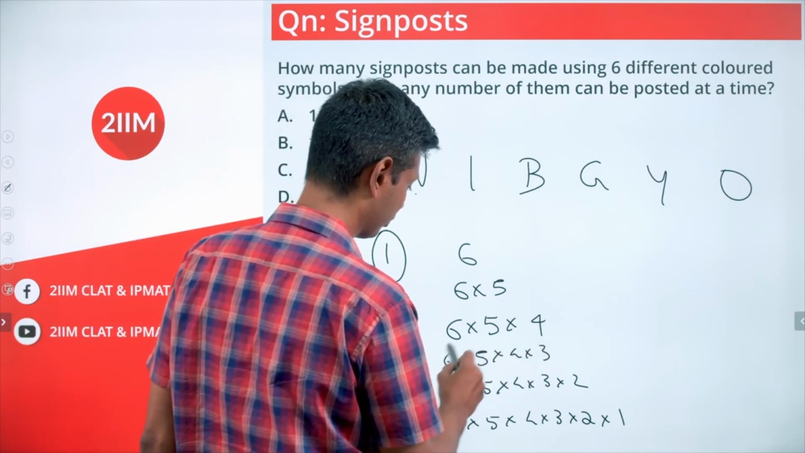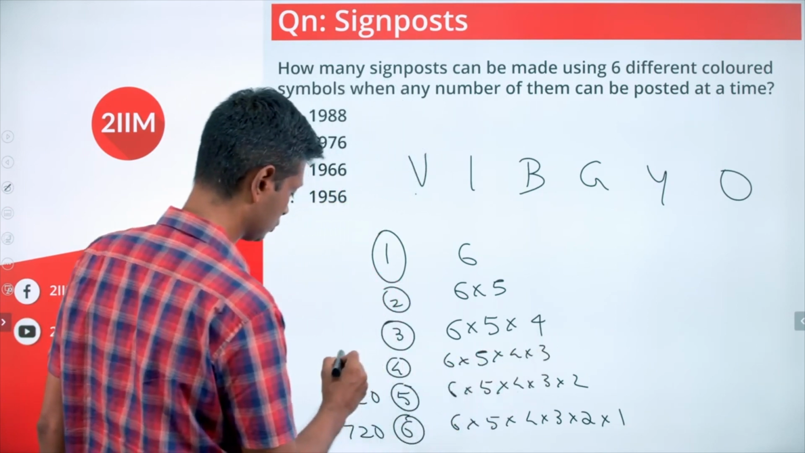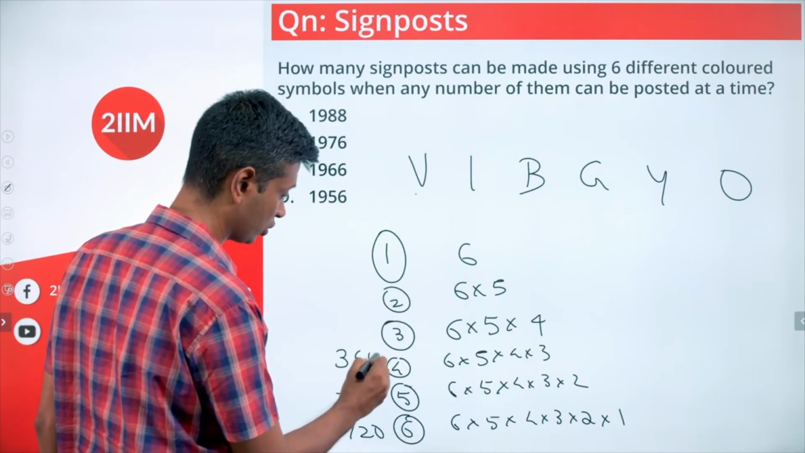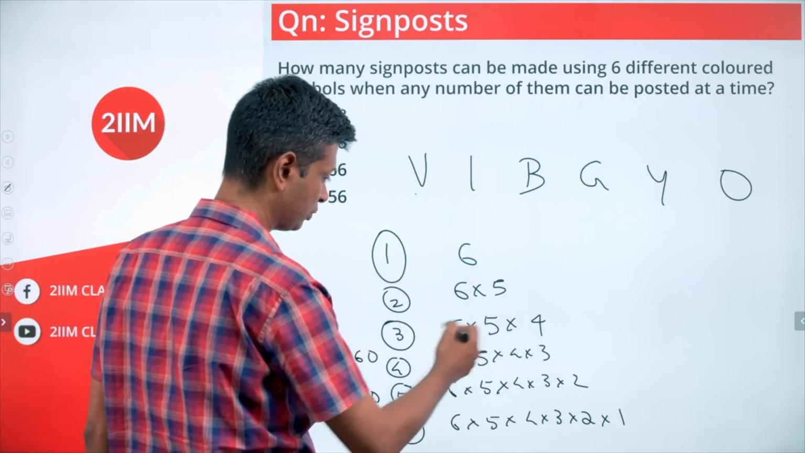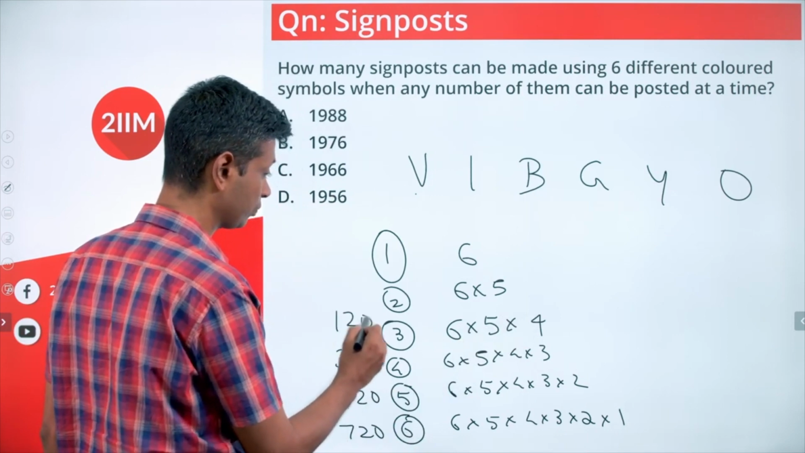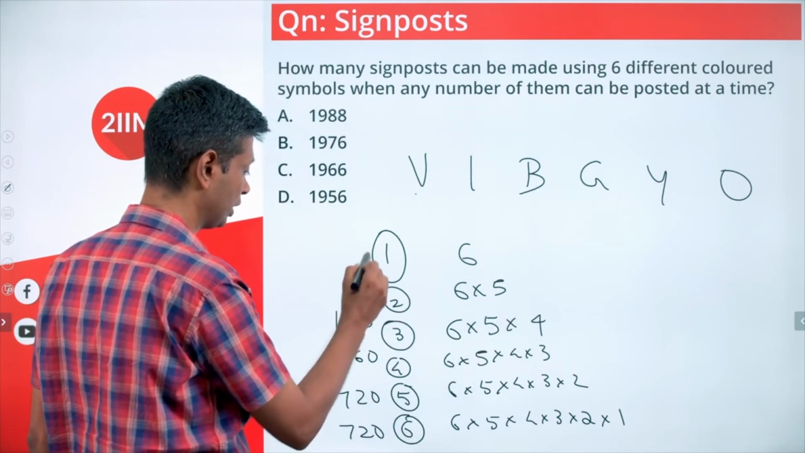6 into 5 is 30. 30 into 12, 360. 6 into 5 into 4, 30 into 4, 120. 6 into 5, 30. And then a 6.